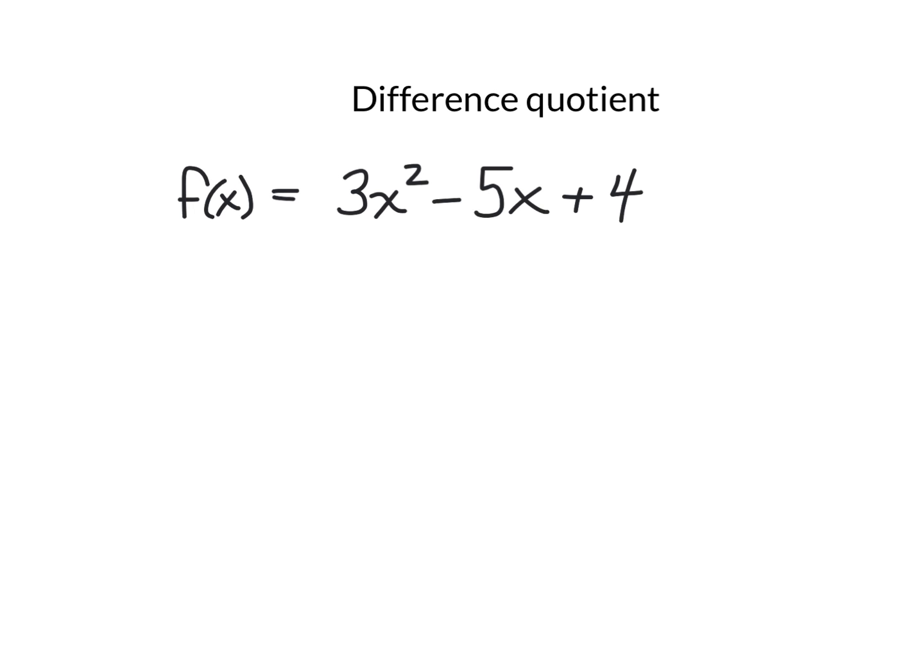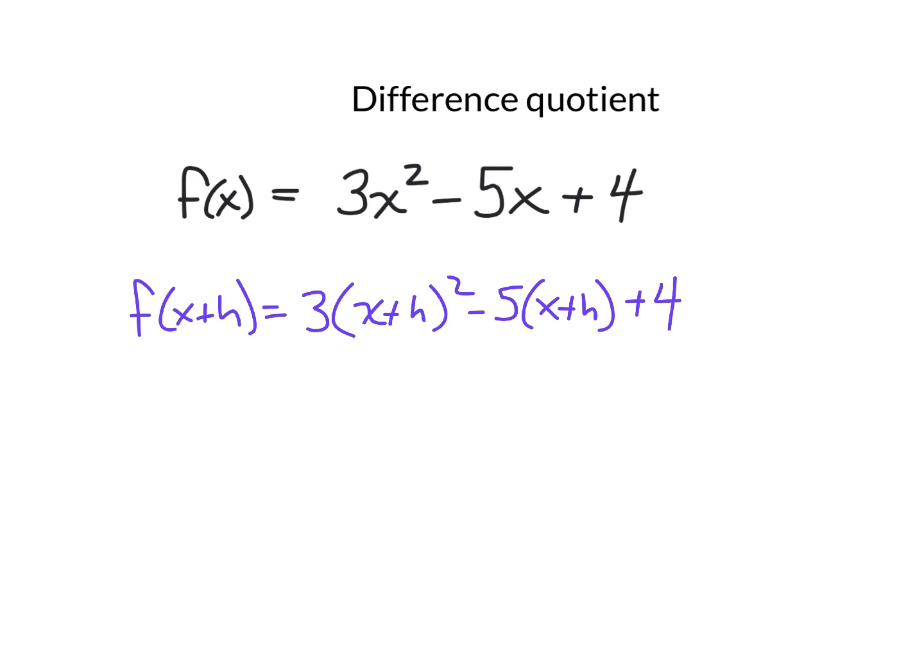Let's look at another difference quotient problem. So here I have a function, 3x squared minus 5x plus 4. In order to evaluate the difference quotient, I'm going to have to find f of x plus h. That's going to require me to plug in x plus h everywhere I have an x in my original function.